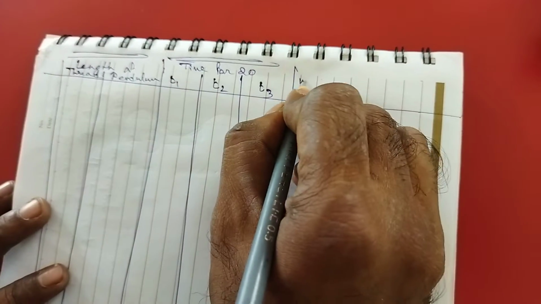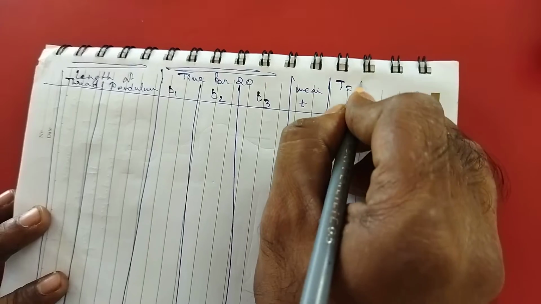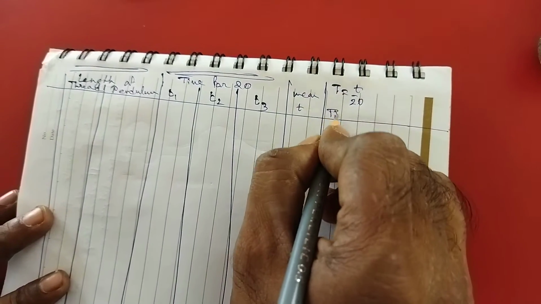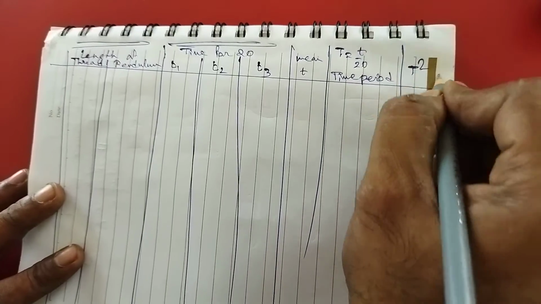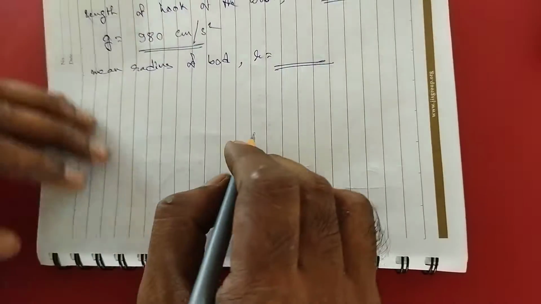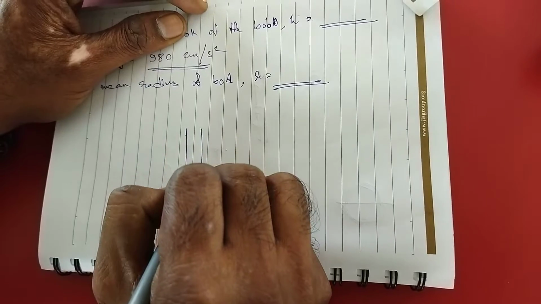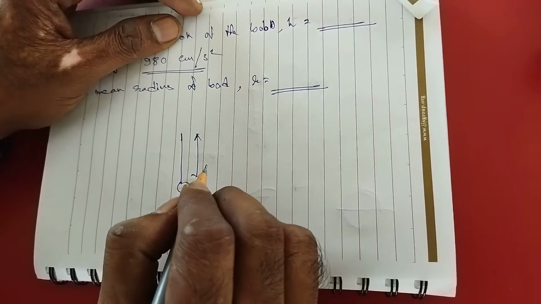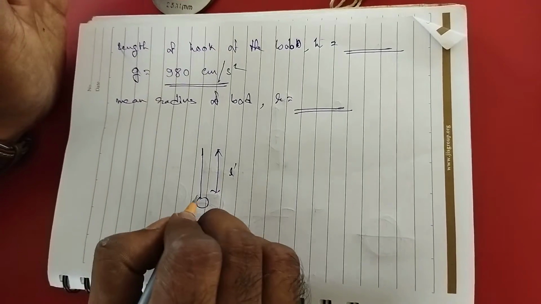Then mean T is equal to T by 20 time period, and then you have to find out T square. Firstly, we are trying to find out the length of the thread. This amount of length we are going to take by the scale, and I am going to call it L prime.